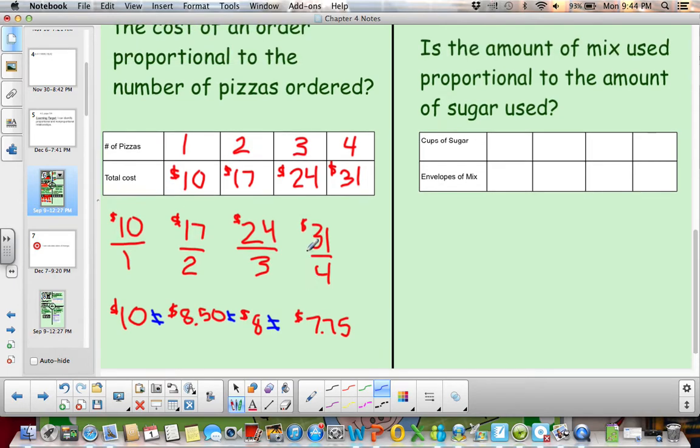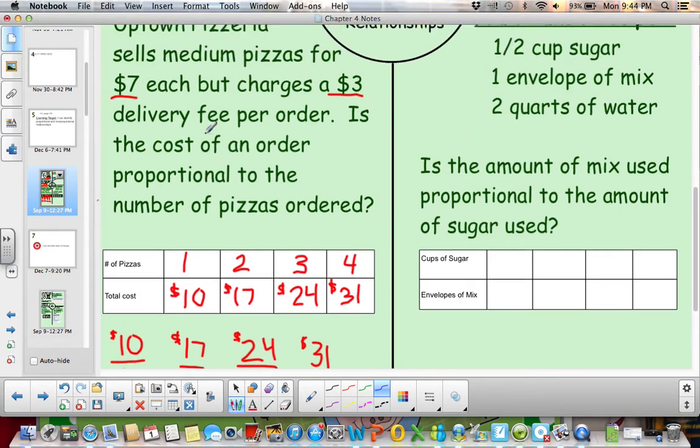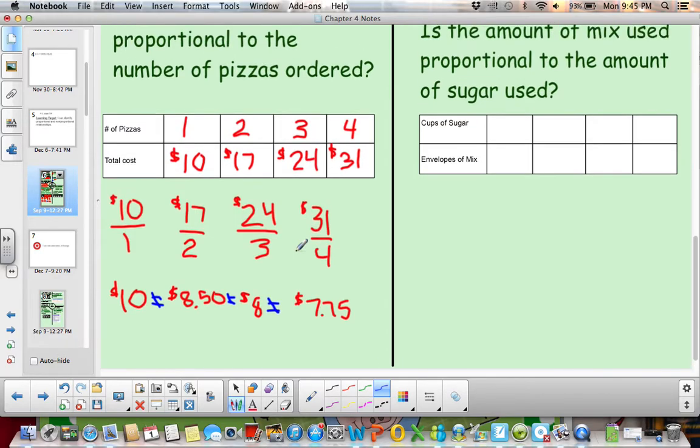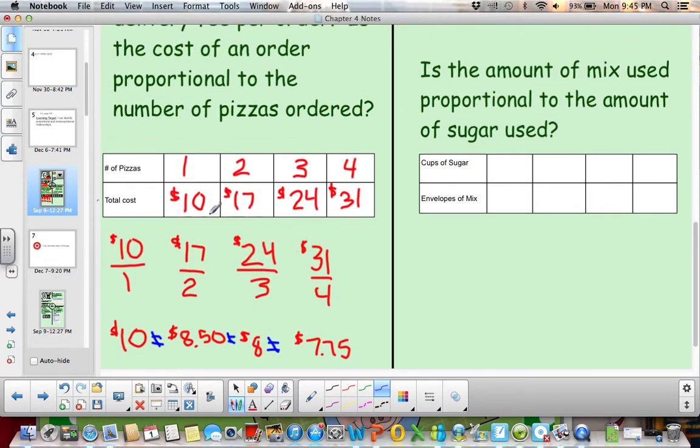So even though each pizza is the same amount of money each time, the pizza is always $7. Because you're adding the $3 delivery fee, it makes it a non-proportional relationship because you're only adding the delivery fee in once. You're not adding it to every single pizza that you're adding on.